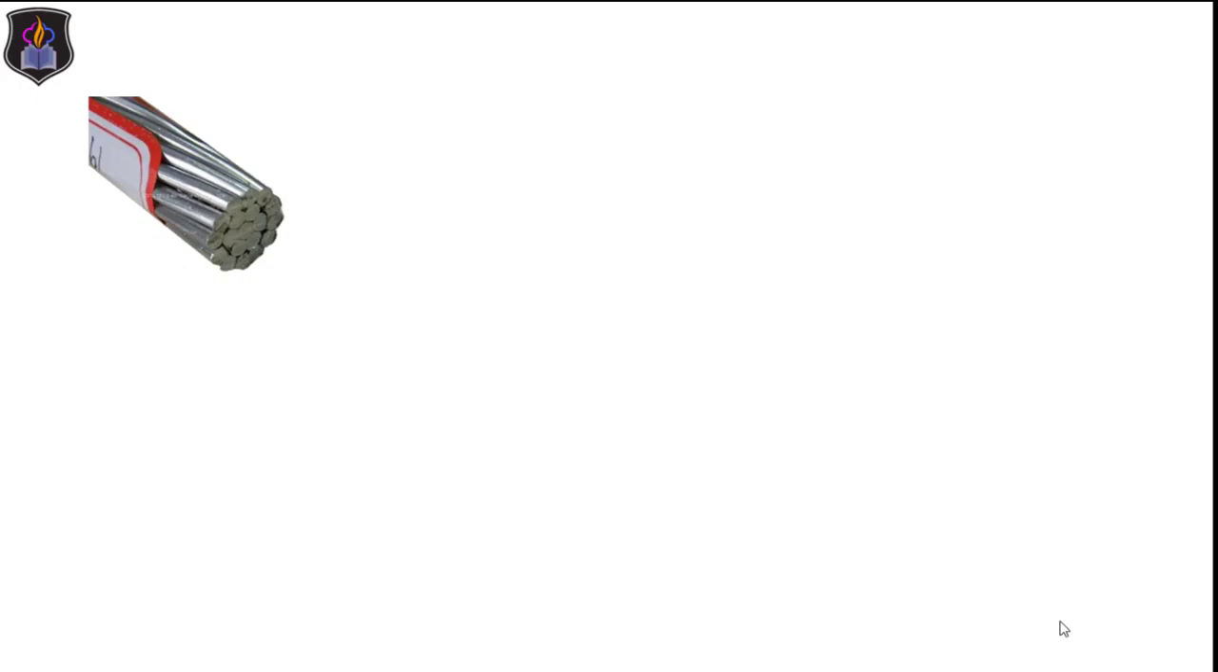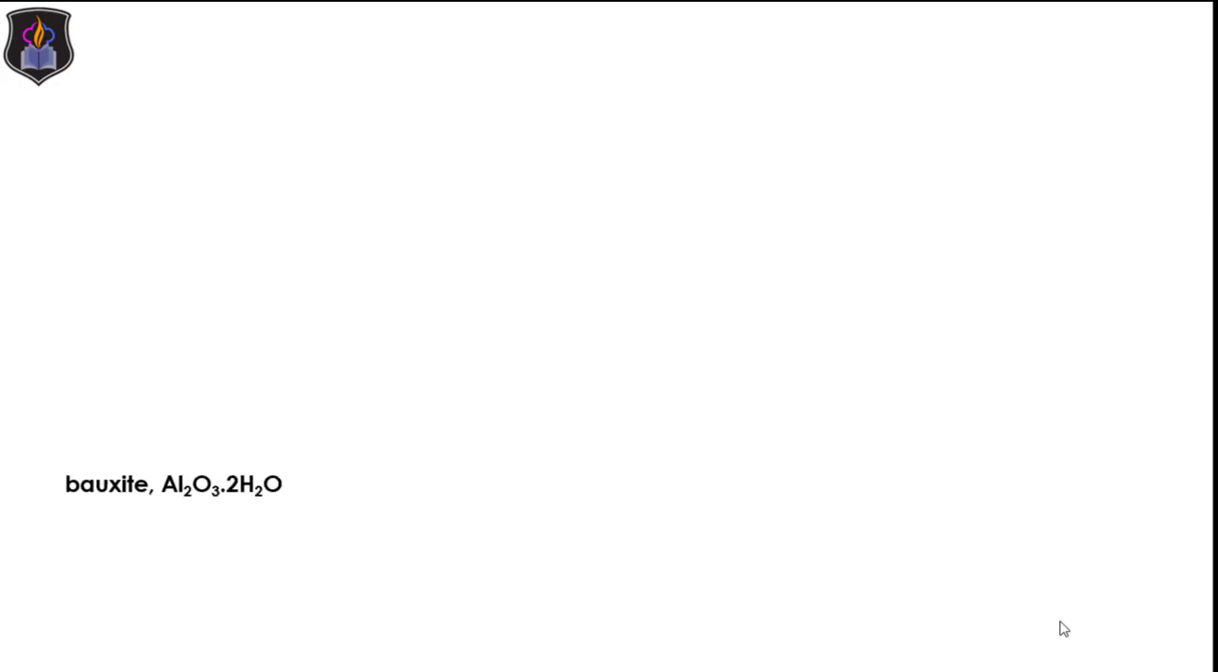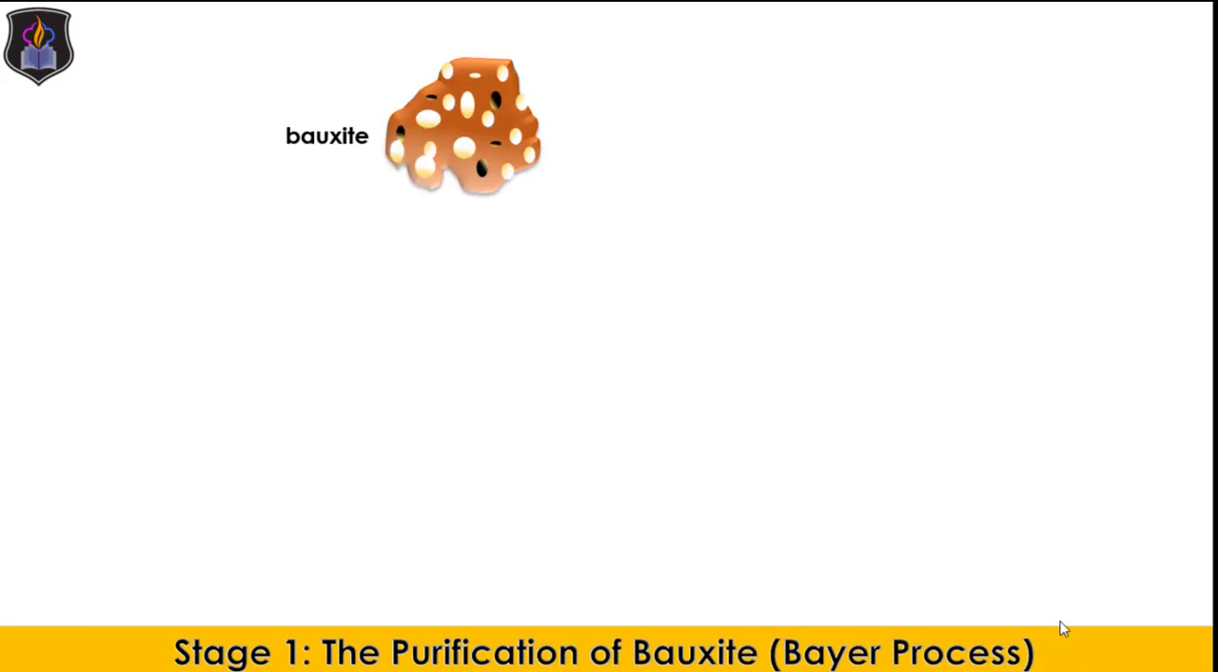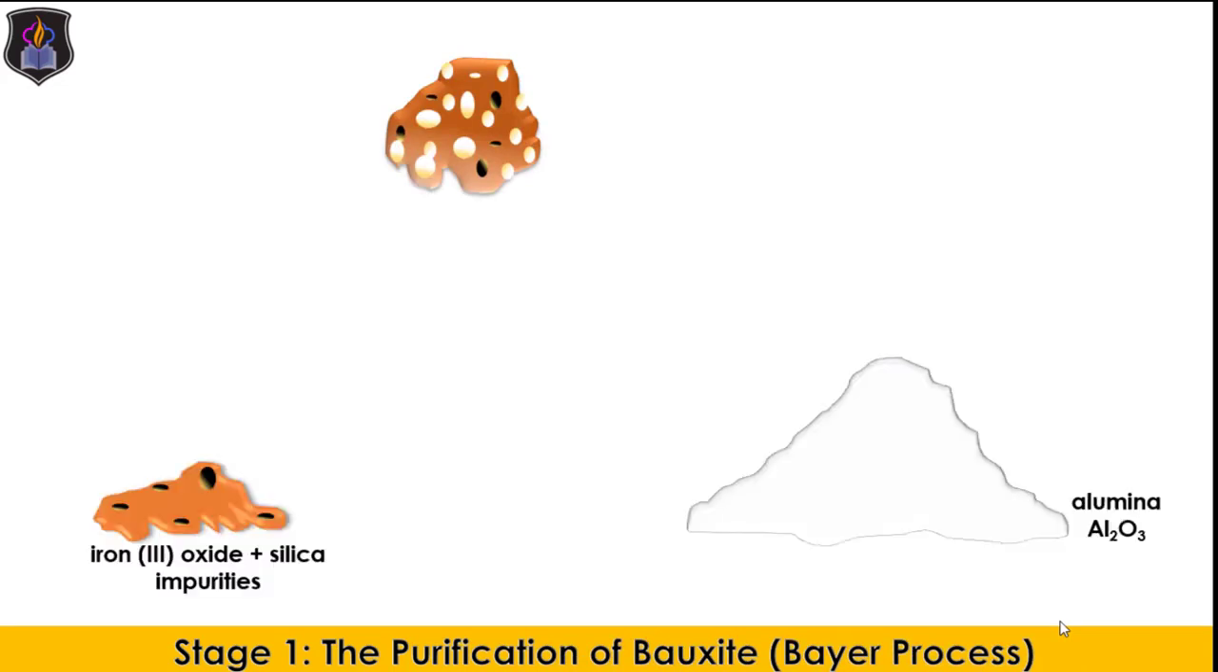The major source of aluminum is bauxite. Other sources include kaolin, mica, corundum, and cryolite. The extraction of aluminum starts with the purification of bauxite, otherwise known as the Bayer process. Bauxite contains alumina, also called aluminum oxide, with iron(III) oxide and some trisilicates as impurities. It is the iron(III) oxide that gives the bauxite its reddish brown color.